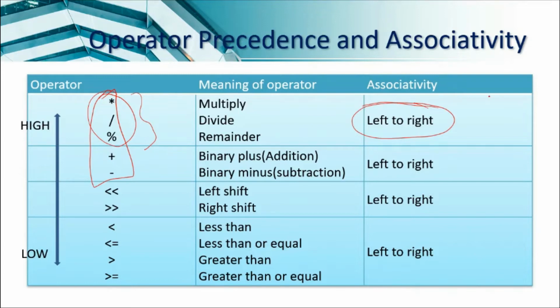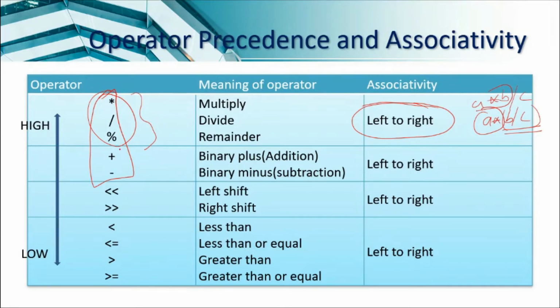So if A star B divided by C is coming, what the C program will do first is multiply A with B, and then that result will be divided by C. But in the other case, if we put a bracket here, A star, B by C, then obviously this one will be evaluated first, and only then the rest will be done. That is because the bracket has a high precedence over the multiply, divide or remainder operators.